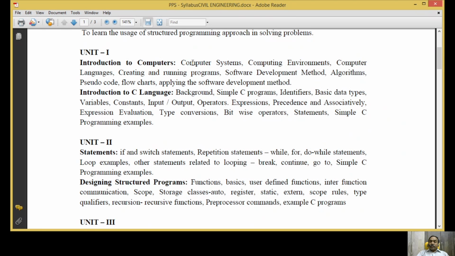Here we'll familiarize ourselves with a quick overview of the evolution of computer systems and computing environment and various computing languages. We'll not deal with how many languages are available, but we'll put all those languages into certain broad categories. And how is a program created? How does a typical C programming structure look like? And what is software development cycle or method?